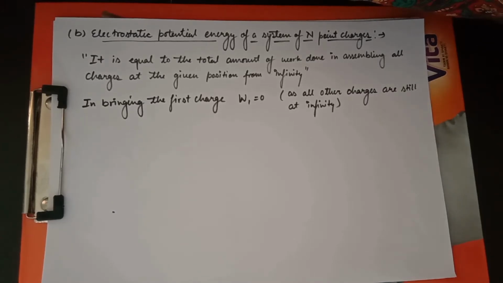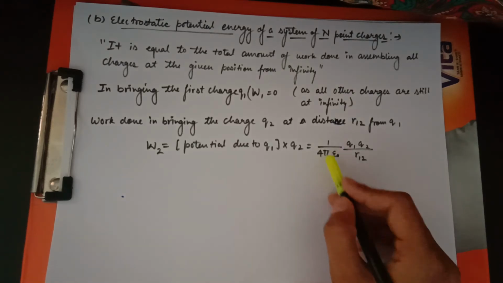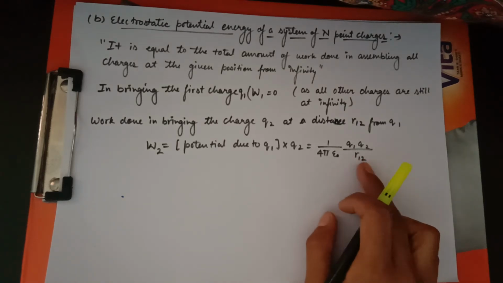So next, work done in bringing the charge q2 at a distance r12 from q1. For this you can refer to the previous diagram. So work done will be equal to potential due to q1. As you know, I have already kept a charge q1 there in the system. So potential will be due to q1 and I am bringing the charge q2. So work done in bringing the charge q2 will be equal to potential due to q1 into q2. So here I get 1 upon 4 pi epsilon naught q1 q2 divided by r12, where r12 is the distance between q1 and q2.